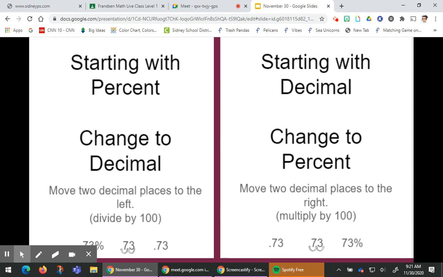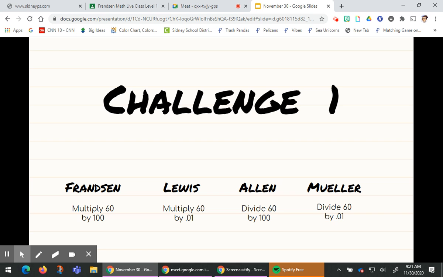Okay? Or maybe I have that challenge next. Oh, yeah. Okay, Franzen's class, multiply 60 by 100. Write your answer on your pocket folder. Wait. Don't say it out loud. Just write it down. Miss Lewis, your class is going to multiply 60 by 0.01. Allen's, please divide 60 by 100. And Mueller's, please divide 60 by 0.01.